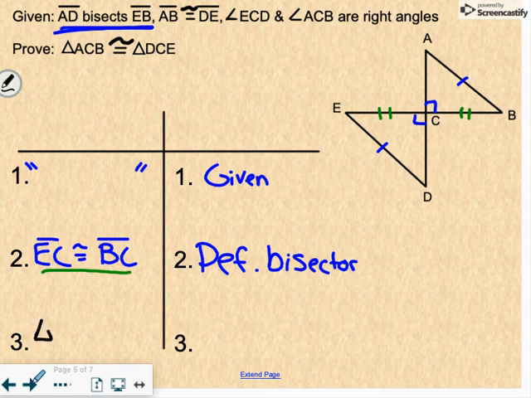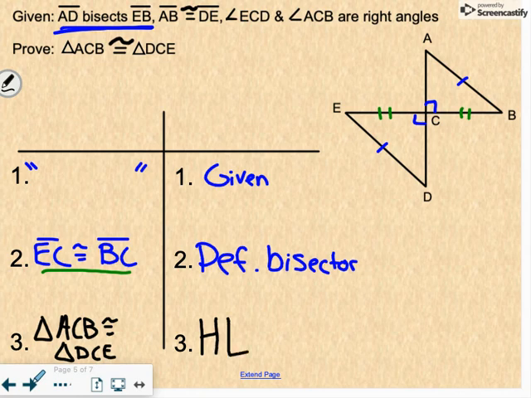And so now our question is, okay, why do we know that these triangles are congruent? Right, we're trying to prove that triangle ACB is congruent to triangle DCE. Well, those two triangles are congruent because of hypotenuse leg. Right, notice we have hypotenuse here, a leg, and they're both right angles. And if you need to pause that to write that information down, please do.